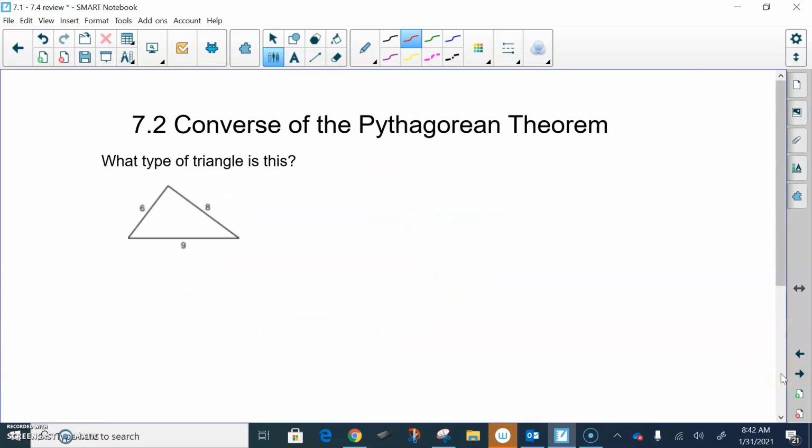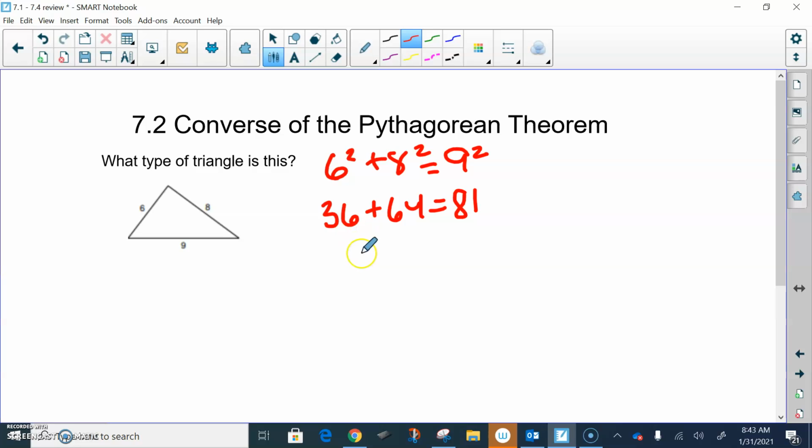The next thing we talked about is the converse of the Pythagorean theorem, saying you could do the Pythagorean theorem and find out what kind of triangle you have. So your largest side is your c, your potential hypotenuse, and your other two sides are your a and your b. So we're going to say 6 squared plus 8 squared, does that equal 9 squared? We're going to find out. 36 plus 64, does that equal 81? Obviously not. We get 100 equals 81.